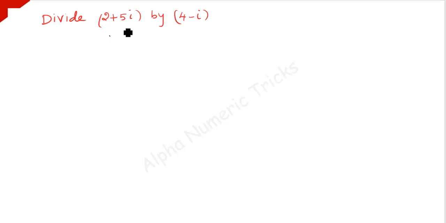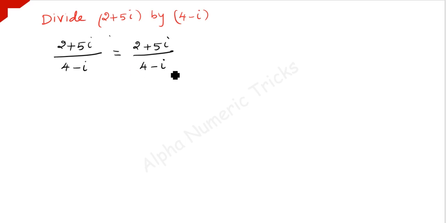We had to divide 2 plus 5i by 4 minus i. So 2 plus 5i divided by 4 minus i, we had to write it. That is complex division we are doing. When you divide this, we have to take a complex conjugate. 2 plus 5i divided by 4 minus i. Here complex numbers we are doing.